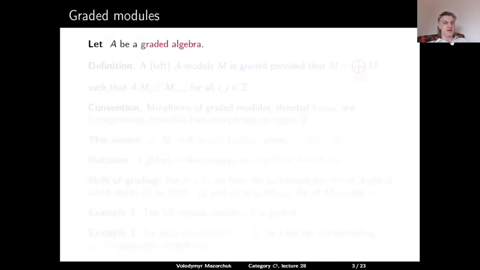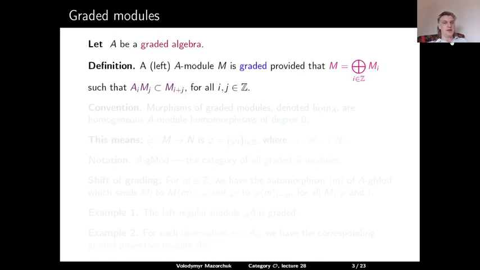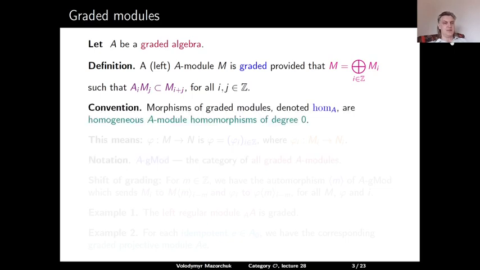So let A be a graded algebra. A left A-module M is graded, provided that it is a direct sum of homogeneous components indexed by the integers, such that the application of A_i to M_j ends up in M_{i+j} for all integers i and j. Morphisms of graded modules are homogeneous homomorphisms of A-modules of degree 0. They are denoted by hom with a subscript A, where the first letter h is a small letter, not the capital one, as usually for the usual Hom.